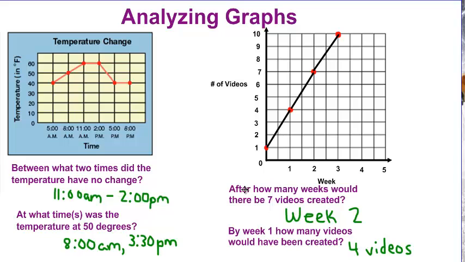On the right here it says after how many weeks would there be 7 videos created, so we go to 7 videos, go over to our line, and we see that at 2 weeks there would be 7 videos created. The second question was, by week 1, how many videos would have been created? And so we go to week 1, look up at our graph, and see that 4 videos would have been created by then. This is pretty much all we're looking at when we say we are graphing and analyzing graphs. Please have these notes and be ready to work tomorrow in class practicing this skill.